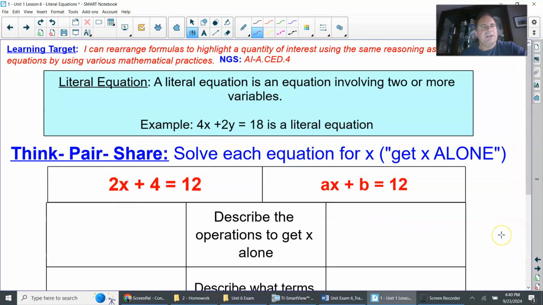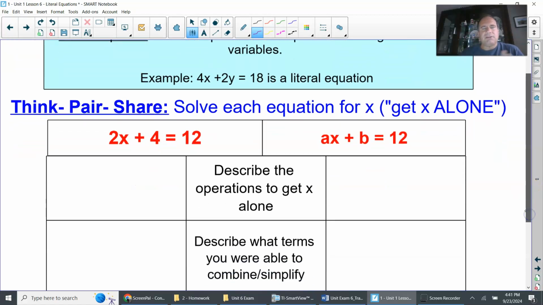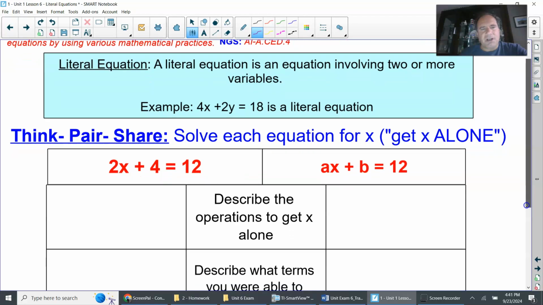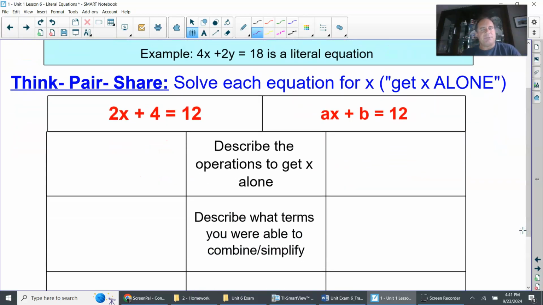Now, a literal equation is an equation involving 2 or more variables. So in an example, 4x plus 2y equals 18, you see the 2 variables that are there, x and y. That makes it a literal equation. So think about what is going on here as far as on the left side and then on the right side. The 2x plus 4 equals 12. I think everybody knows how to solve that. We're going to use the same steps on the right side when we have a literal equation to actually solve it.